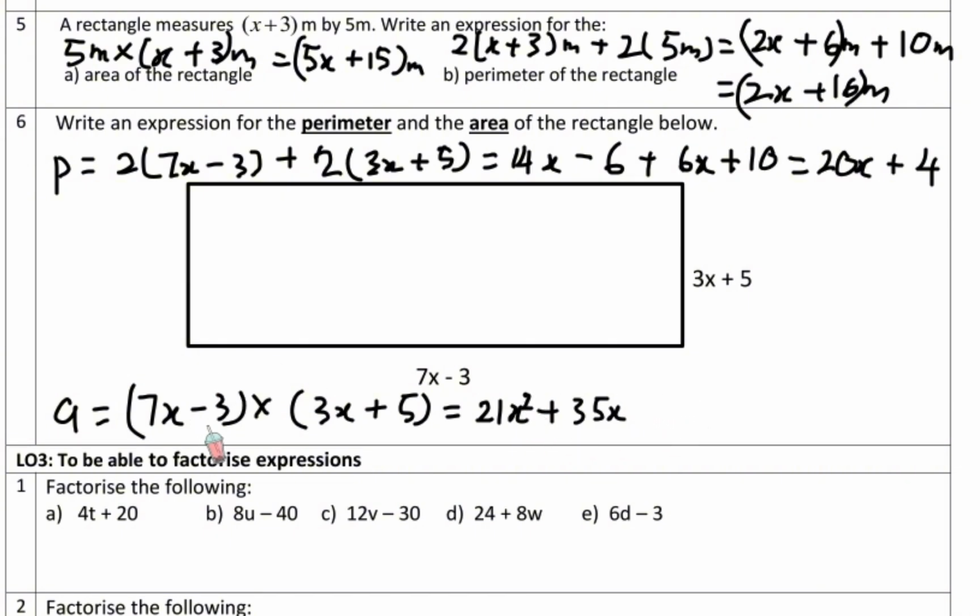And now we will take negative 3 and multiply it with these two numbers. So it will be minus 9x plus minus 9x and minus 15. And we would get 21x squared plus 26x minus 15. And that will be our final answer.